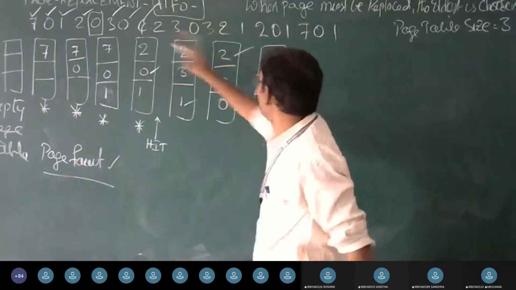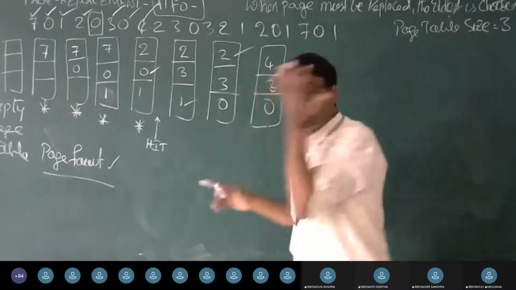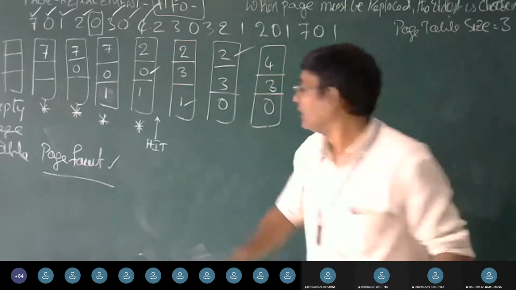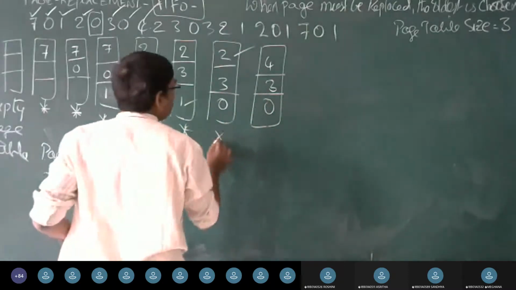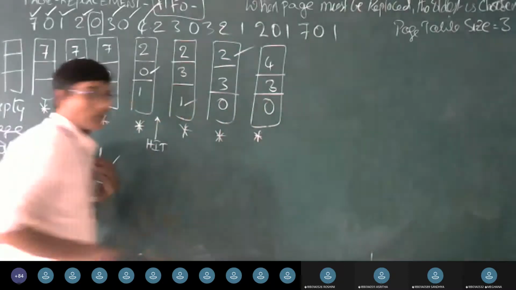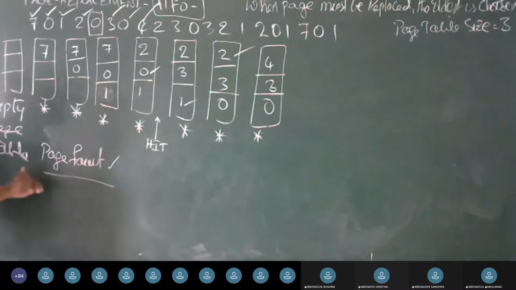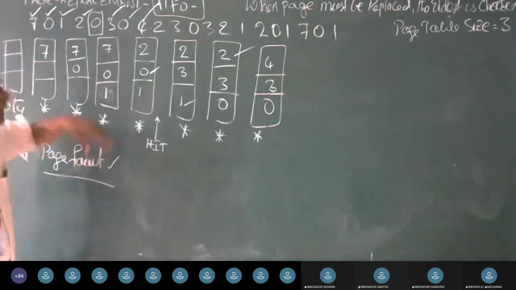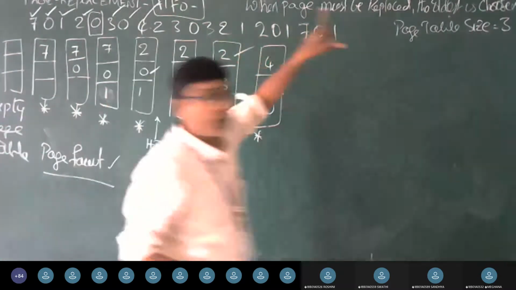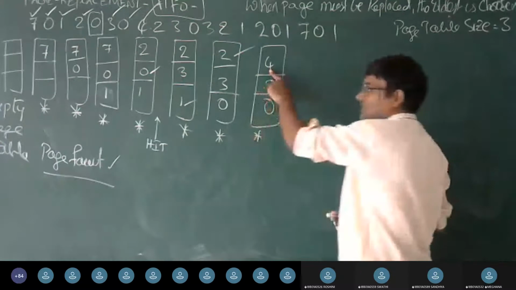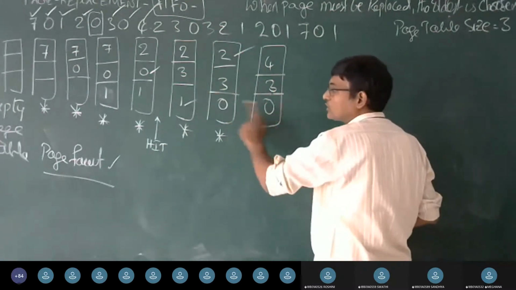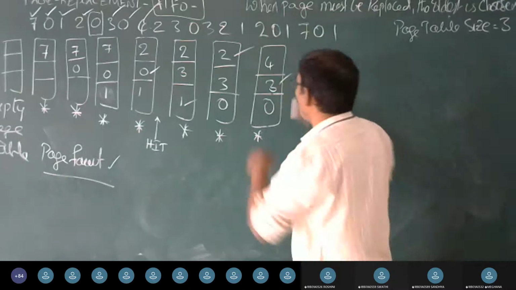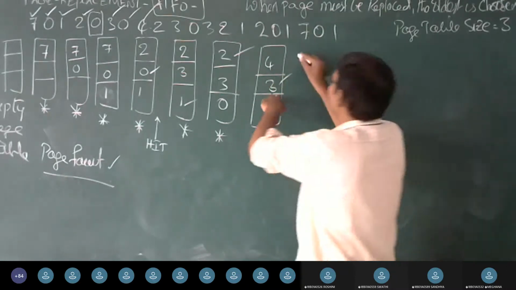2 equals 4, 2 equals 3, 2 equals 0. The comparison is unsuccessful. That means page fault has been raised. Now what should I do? I have to interchange the page. So which is going to be the longest item? 4 just now has entered. 3 is going to have 3 occurrences. 0 is going to have 2 occurrences. So obviously we can interchange 3 here.